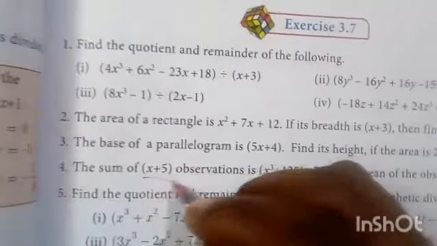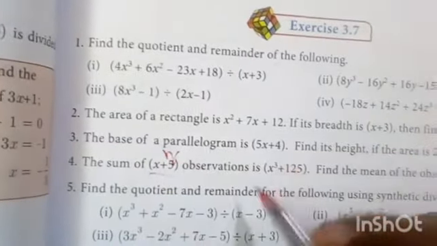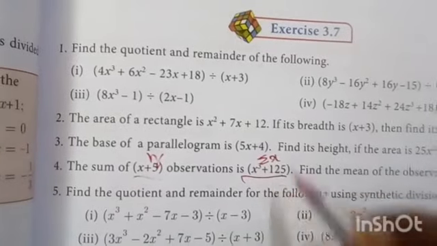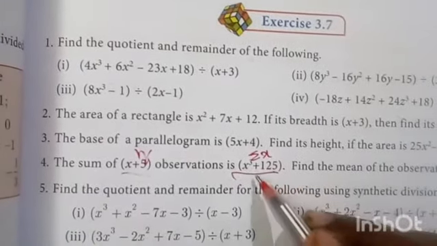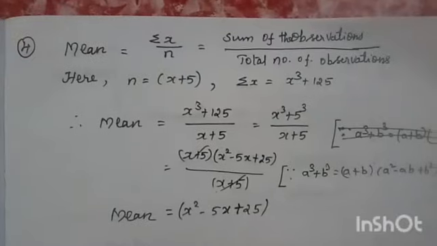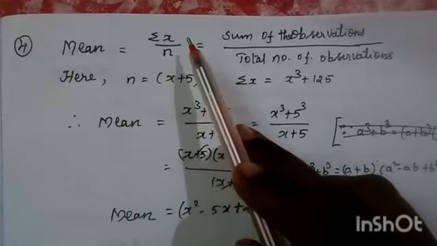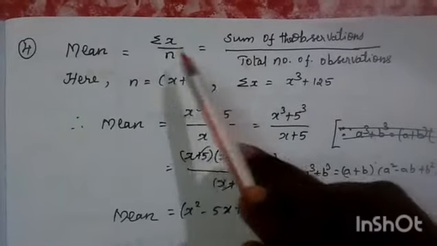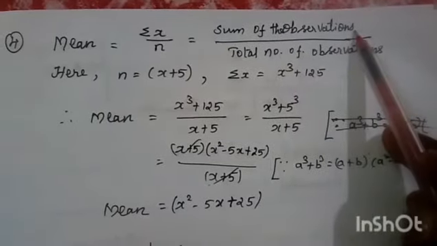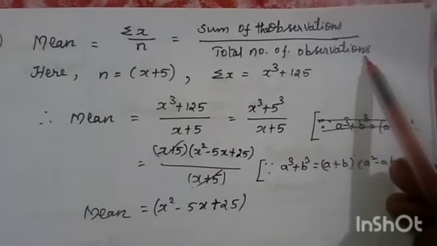This is n. This is the sum value. Sum value you know is sigma x. Sigma x is the sum of the observations, x cube plus 125. We want to find the mean. First you write the formula, mean equal to sigma x by n. So sigma x means sum of the observations, by total number of observations.